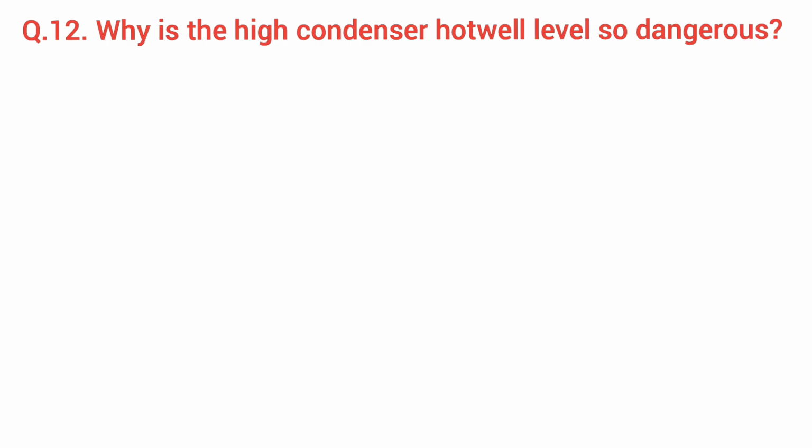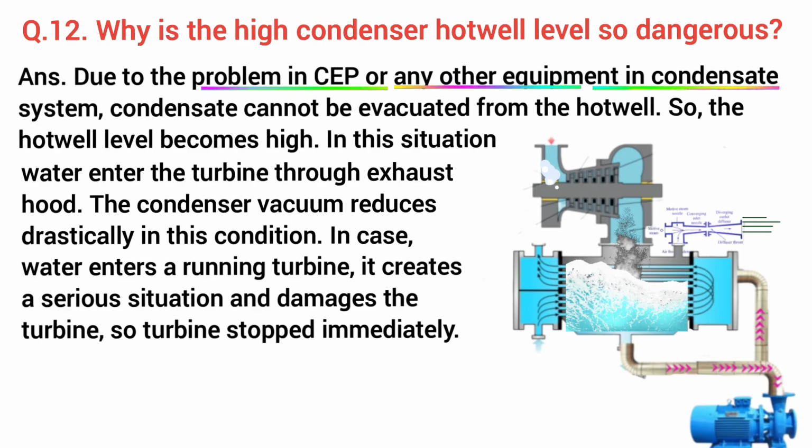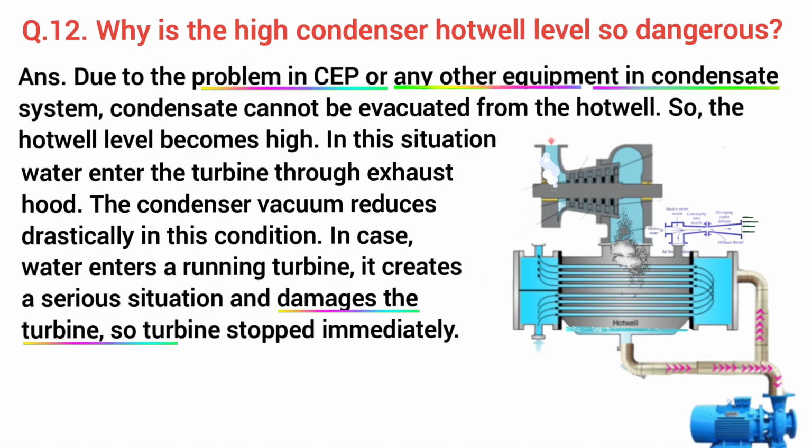Why is the high condenser hot well level so dangerous? Due to the problem in CEP or any other equipment in condensate system, condensate cannot be evacuated from the hot well. So, the hot well level becomes high. In this situation, water enters the turbine through exhaust hood. The condenser vacuum reduces drastically in this condition. In case water enters a running turbine, it creates a serious situation and damages the turbine, so turbine is stopped immediately.